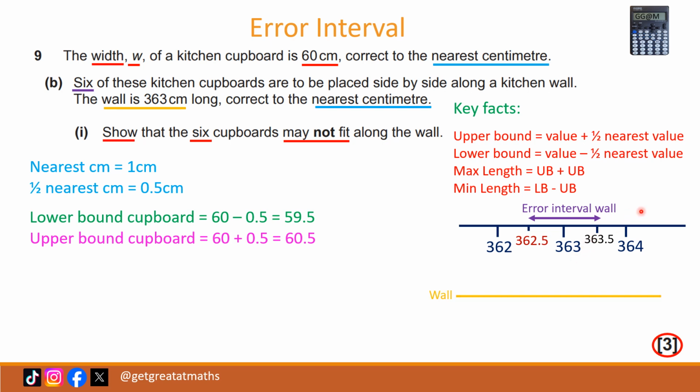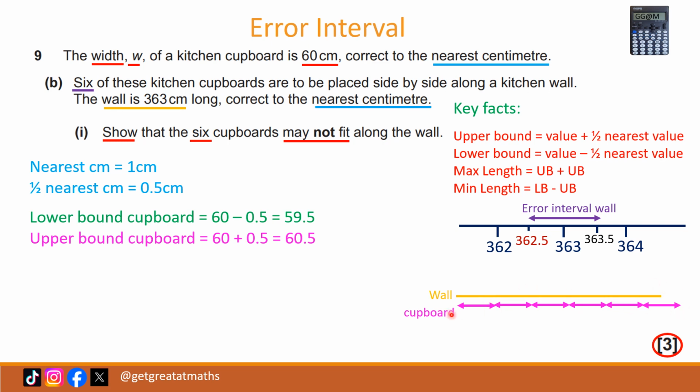Now my wall is a length, and then we've got 6 cupboards. So I've got to place my 6 cupboards down against the wall, and you've got to show that the 6 cupboards that I've put down here may not fit along against the wall, which basically means the cupboards are longer than the length of the wall.